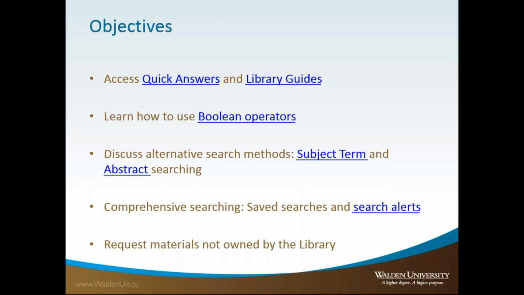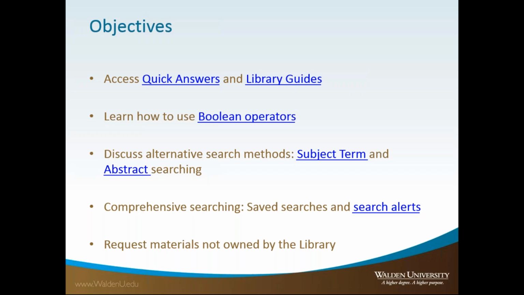Okay, first we'll see how to access quick answers and library skills guides. These are two great pieces of instructional content that you have at your disposal. Then we'll talk about Boolean operators, what they are, and how you can use them to improve your database searching results. Then we'll look at some alternative search methods, alternative to the more standard keyword searching strategy. And we'll specifically talk about subject term searching and abstract searching.